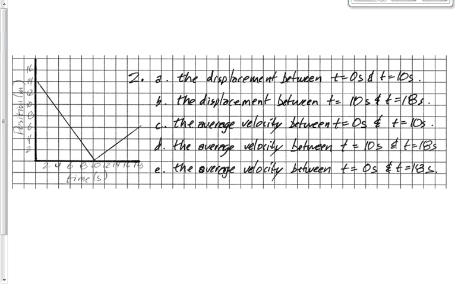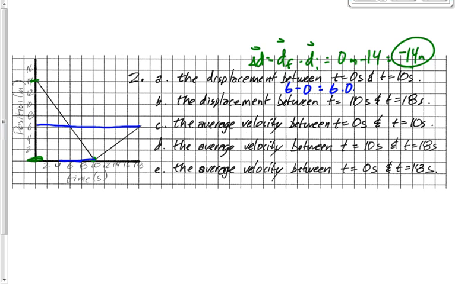The displacement between 0 and 10. Displacement between 0 and 10. Remember, displacement is change in position, df minus di. We can find positions. The final position at 10 seconds is 0, right? 0 meters. The initial position is 14 meters. 0 minus 14 is negative 14 meters. Between 10 and 18? Well, between 10 and 18, we're going from 0 to 6. So we're going to say it's 6 minus 0 is 6 meters.